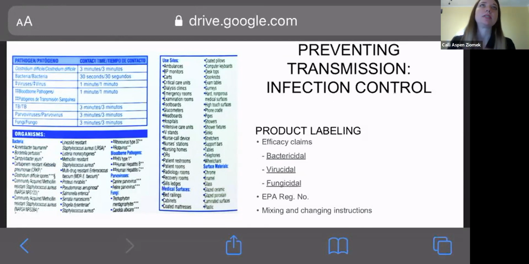So if it says bactericidal, that means that it destroys bacteria. Virucidal destroys viruses. Fungicidal destroys molds and fungus. And then it'll also tell you the mixing and changing instructions on the back of the bottle as well. So that's, you dilute it with this much water. It has to be changed daily. It has to be changed once a week. All of that is written on the bottle.